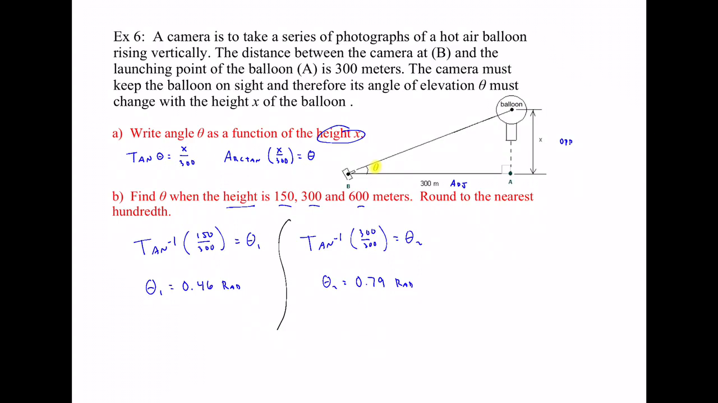And then the third one will be 600 meters. So we have, once again, inverse of tangent of 600 divided by 300, which simplifies to 2 there. And that will be theta 3. So the third one here is equal to 1.11 radians. So you can see as the height of the balloon increases, the angle of elevation also increases.